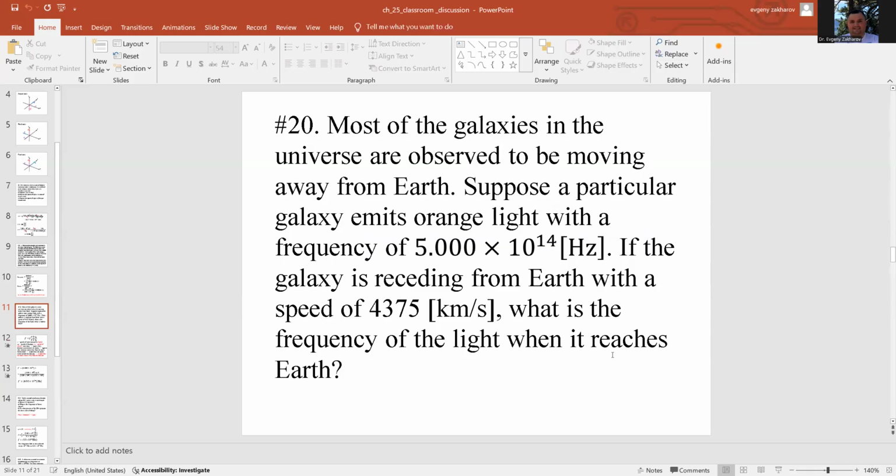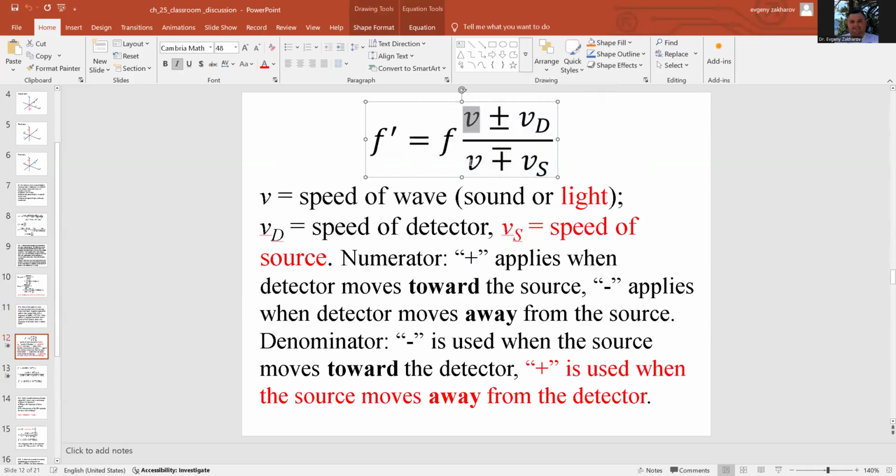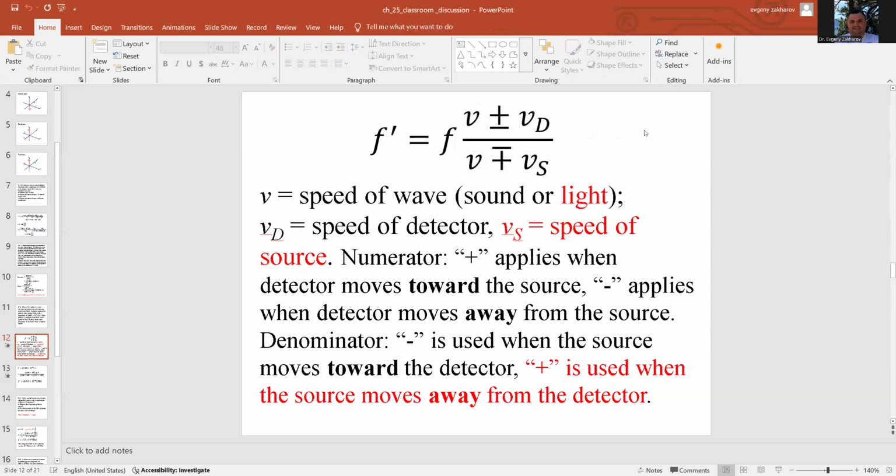So yeah, Doppler effect doesn't matter light or sound. The only difference would be the speed to work with, the speed of light or speed of sound here. And if the detector is going towards you or away from you, the source is going towards or away from you, all of those cases are covered with the towards-away setup that you see in this equation.